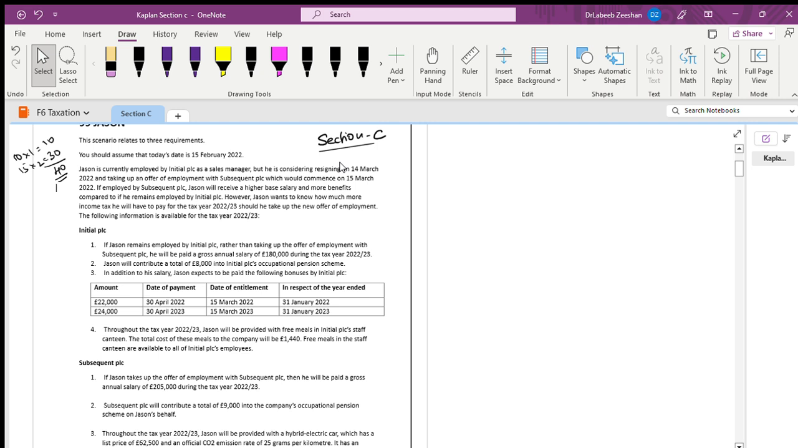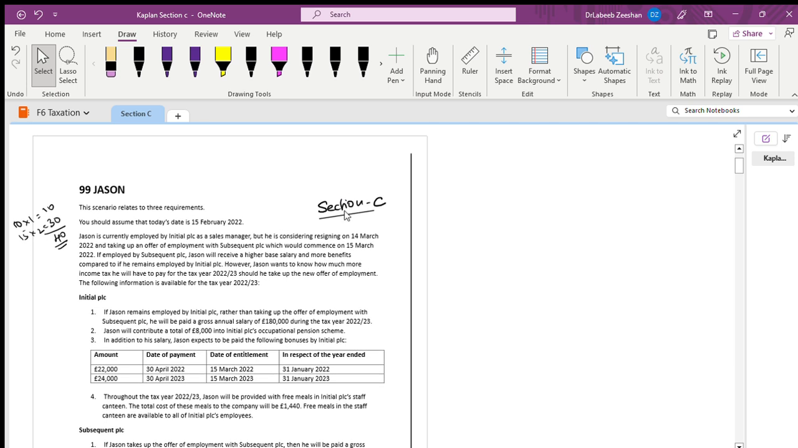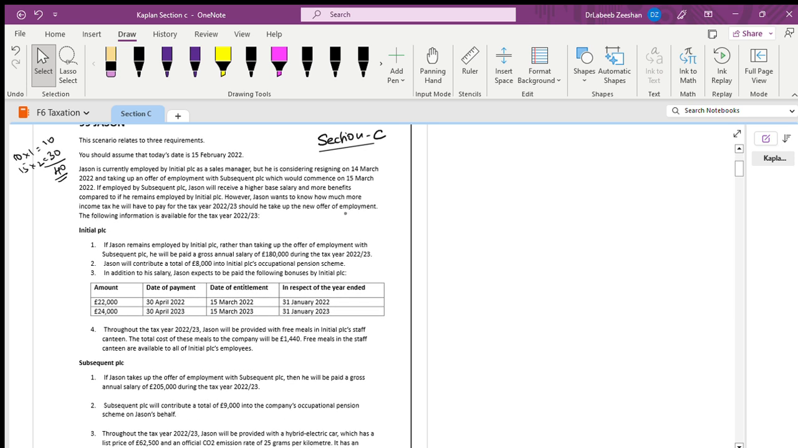Most importantly, taxation is a paper where we have to be very particular about the dates. Dates are very important. It makes a lot of influence. You should assume today as 15th of Feb 2022. This is very important. Based on that, your assessments and rules will change, and whether it is taxable or not taxable, everything will be taken into consideration.